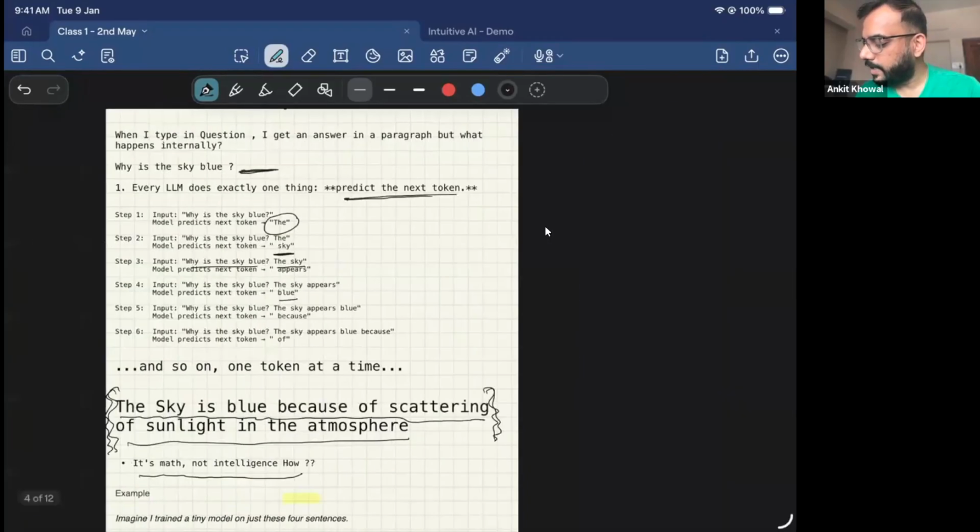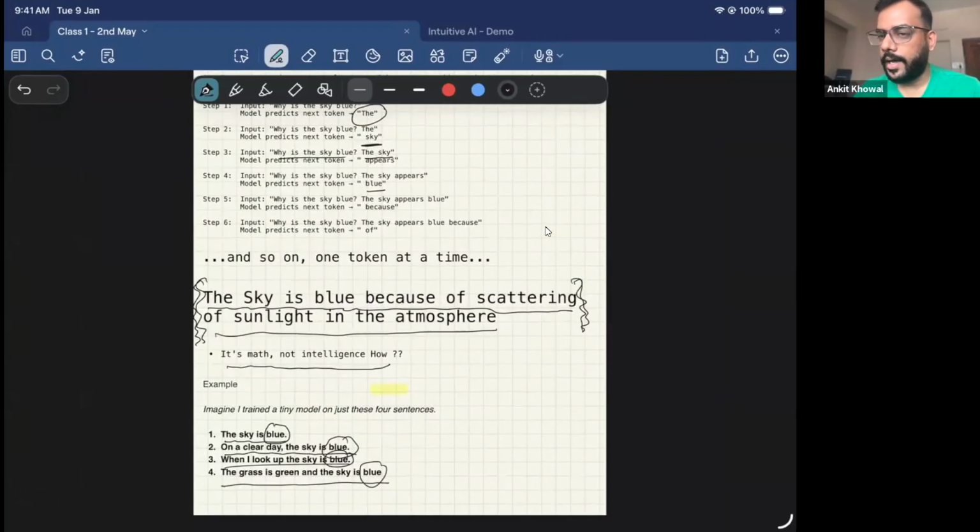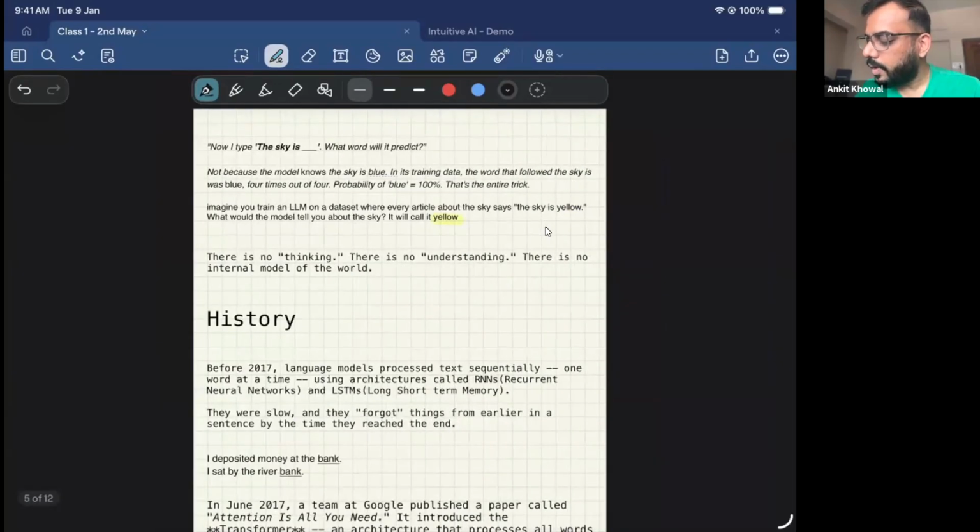Let's say if I change my training data, in a hypothetical scenario where I go in and change all the articles on the internet, and I make it "the sky is yellow." "On a clear day, the sky is yellow." "When I look up, the sky is yellow." "The grass is green and the sky is yellow." So now when I go in and ask that question to the LLM, it will start saying the sky is yellow. Okay. So this is what is interesting.